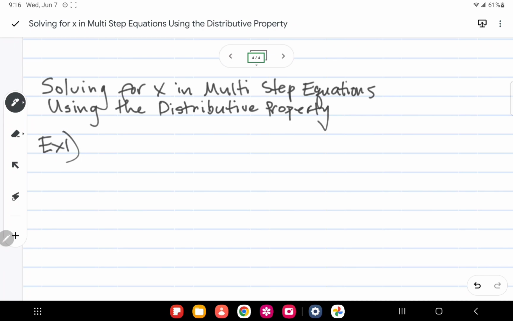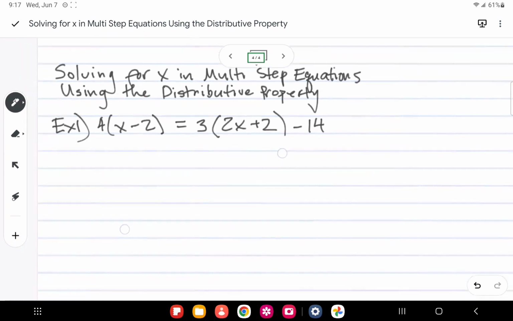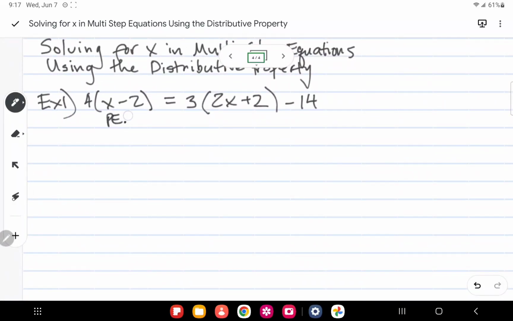Example 1. 4 times (x minus 2) equals 3 times (2x plus 2) minus 14. As you can see, it's a little bit more complicated than the problems shown in the last video, in which there were no parentheses. So in this case, remember PEMDAS. With PEMDAS order of operations, parentheses always come first, followed by exponents, multiplication, division, and addition and subtraction. So now we have added these parentheses, so we will try to incorporate that in solving these kinds of problems.